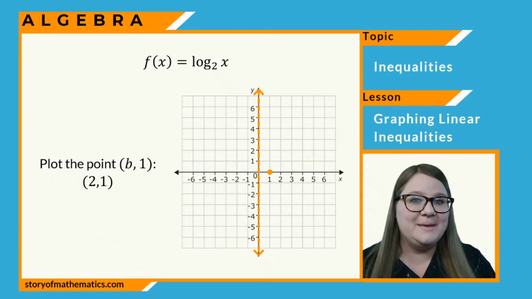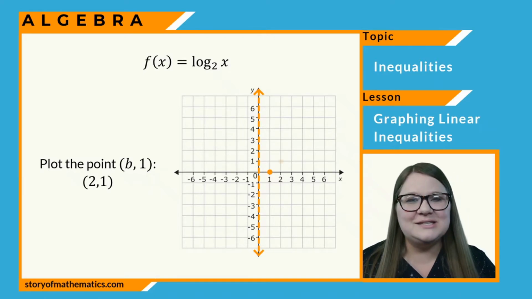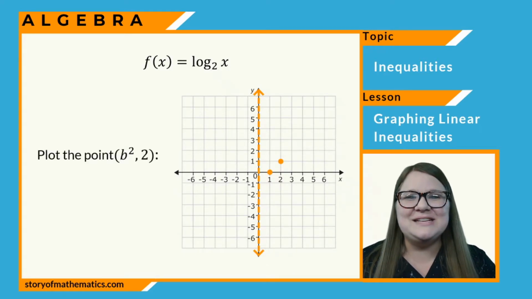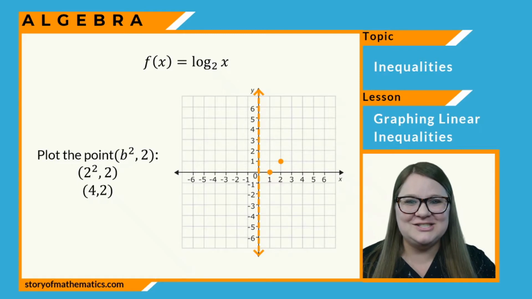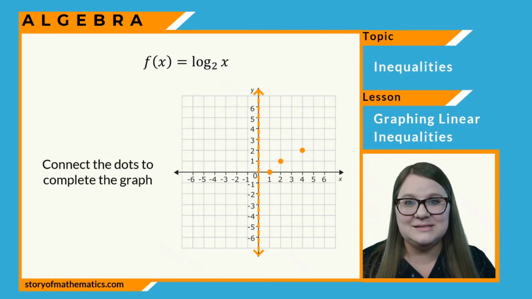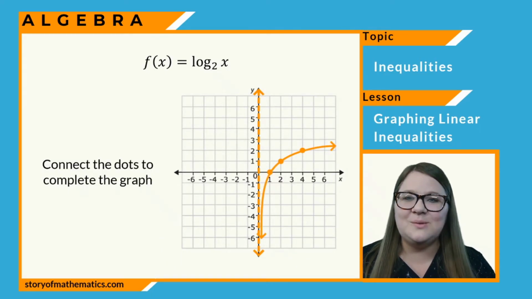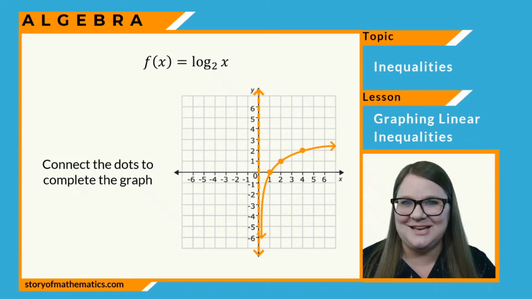Then I need to plot another point. This one is going to be the point (b, 1). Now our base in this case is 2, so it's the point (2, 1). Now I'm going to plot (b squared, 2), which in this case is 2 squared, or 4. So this becomes (4, 2). And now that I have my 3 points, I'll be able to connect the dots in order to complete my graph. And this is what that will look like. Notice that we curve the graph so it goes along the asymptote without touching it.